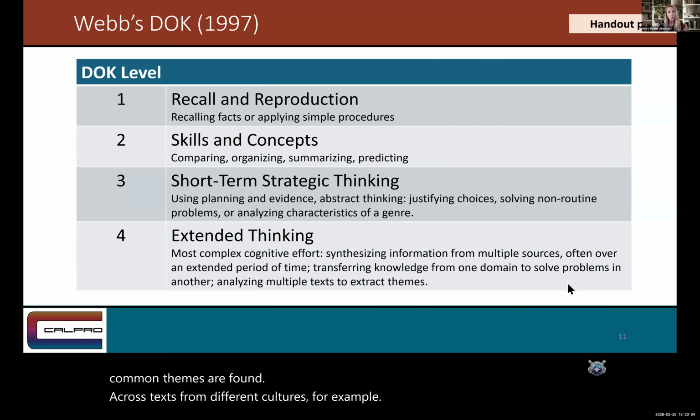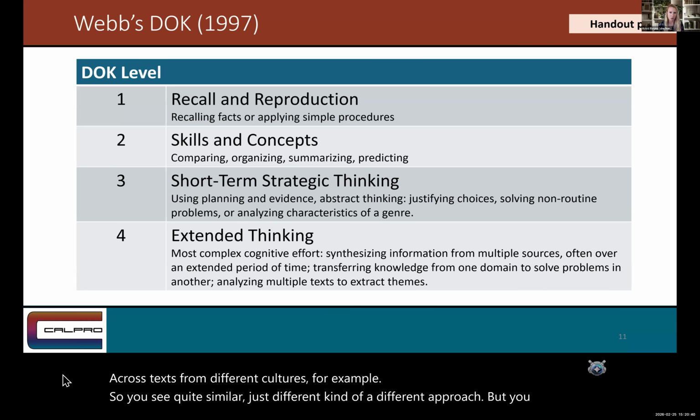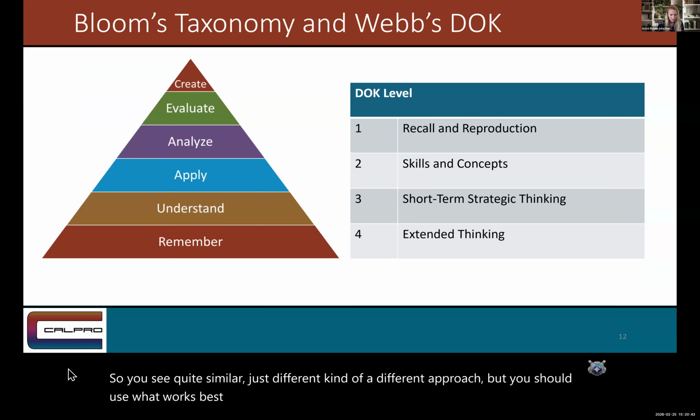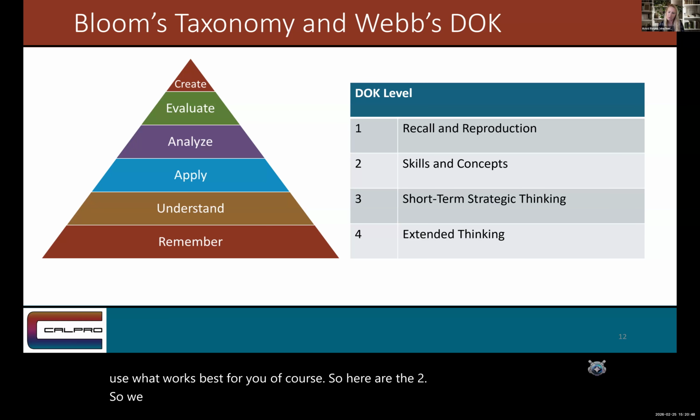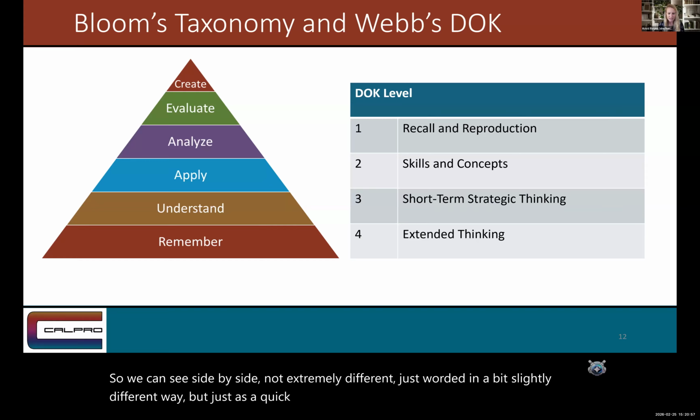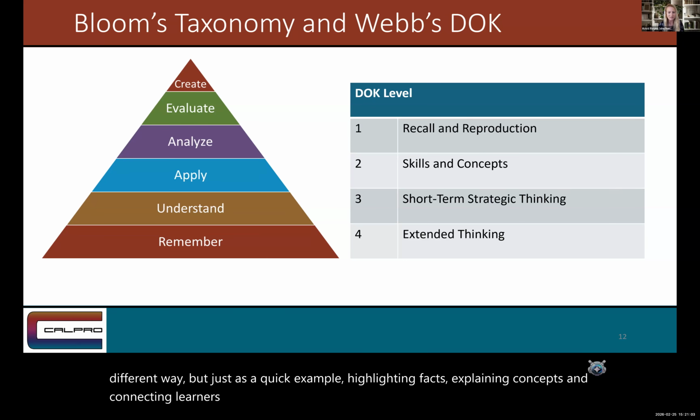So you see quite similar, just a different approach, but you should use what works best for you, of course. So here are the two. We can see side by side, not extremely different, just worded in a slightly different way. But just as a quick example, highlighting facts, explaining concepts, and connecting learners' experiences to a text correlate with Bloom's levels 1 through 3. And if we look on the right side, those types of activities would correspond with level 1 of Webb's DOK. Sorry.